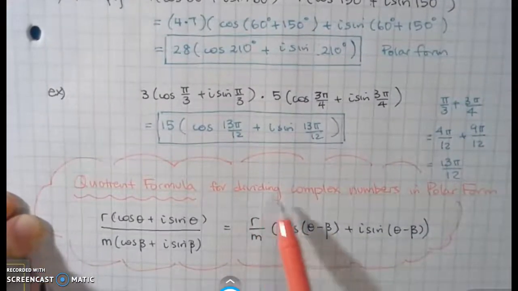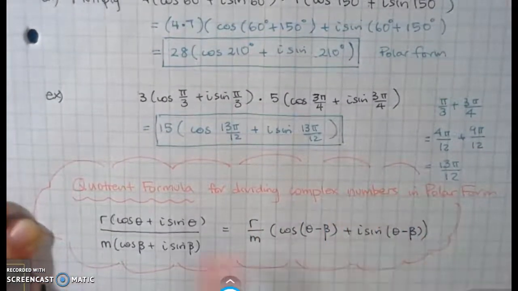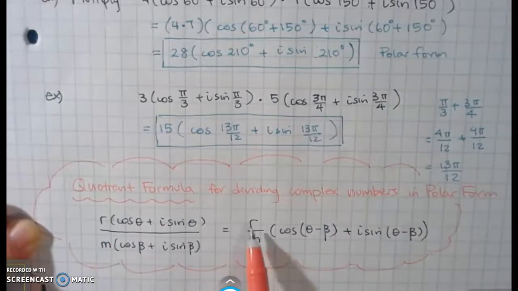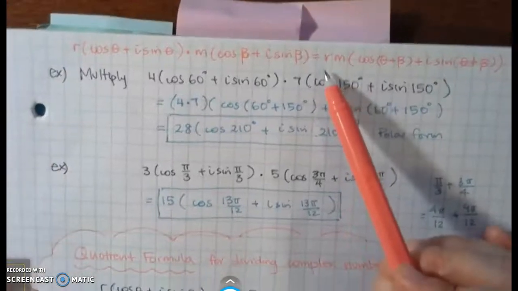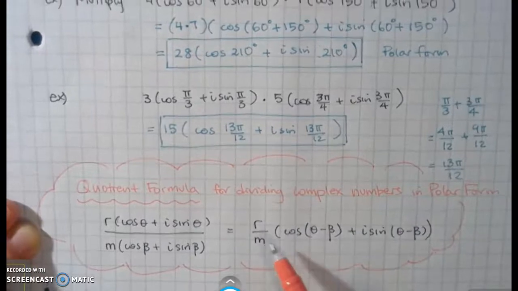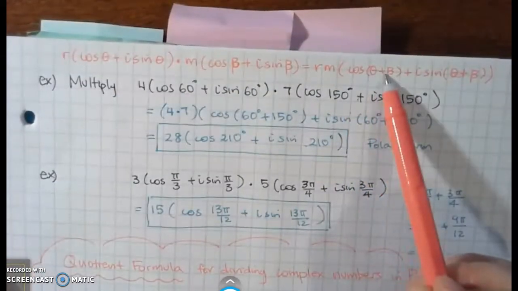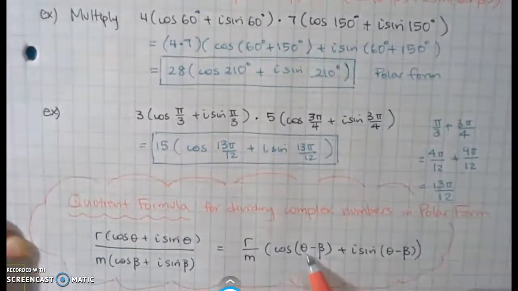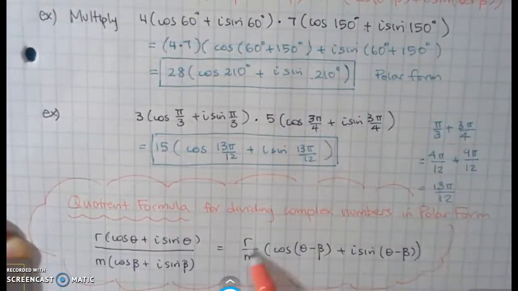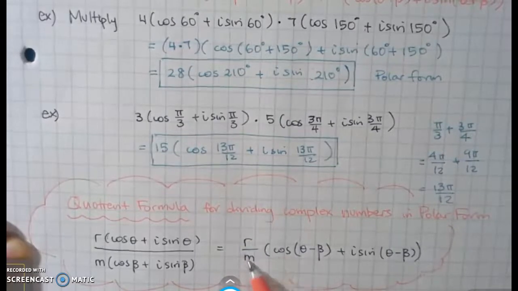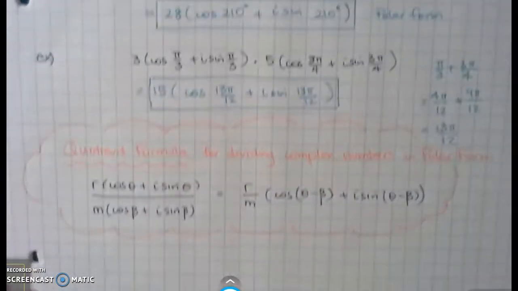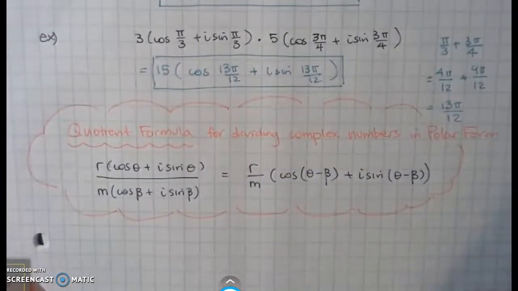So if I am dividing two complex numbers in polar form, so this is a first complex number divided by a second complex number. This time, instead of multiplying the two radius, we are dividing. And instead of adding the two angles, you are going to be subtracting the angles. So you can understand where it comes from. The r and m get divided, and instead of the angles being added, you are subtracting. And let's try to use this by doing a problem.